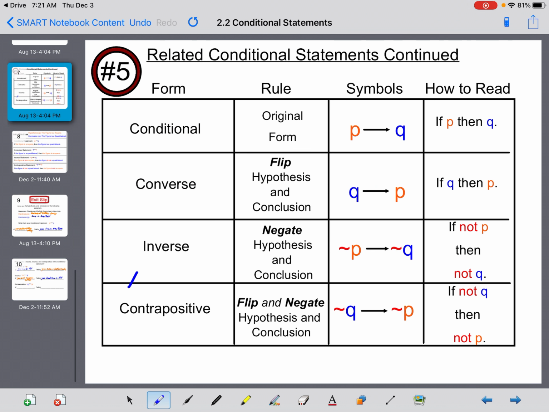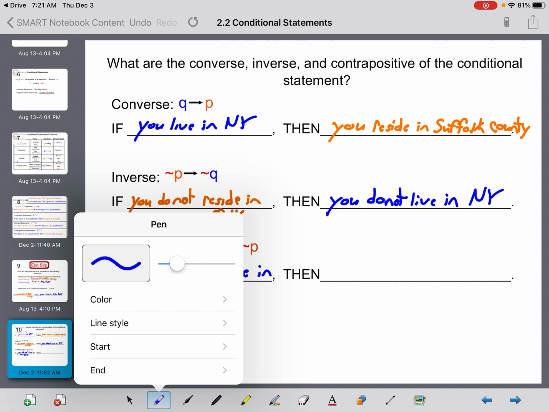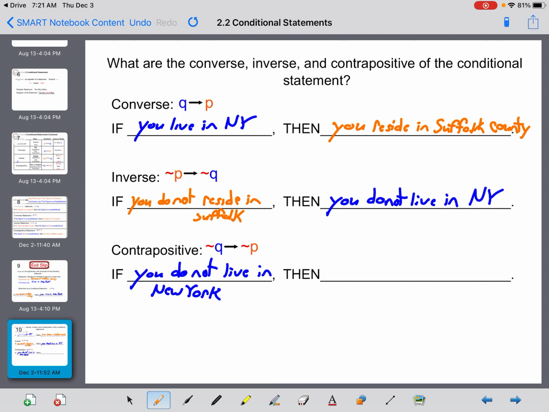So this would say, if you do not live in New York, then you do not live in Suffolk County.